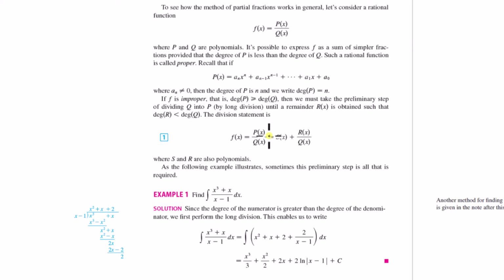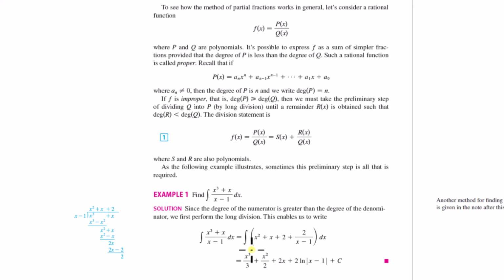You get some function of x, which would be equivalent to this, plus an r of x over q of x, where the order of r is less than the order of q. And this is what, depending on how complicated it is, we may need to perform partial fraction decomposition to integrate. If it's simple enough, we don't have to do that. But if we can't integrate it just by normal means, we're going to have to perform the partial fraction decomposition.